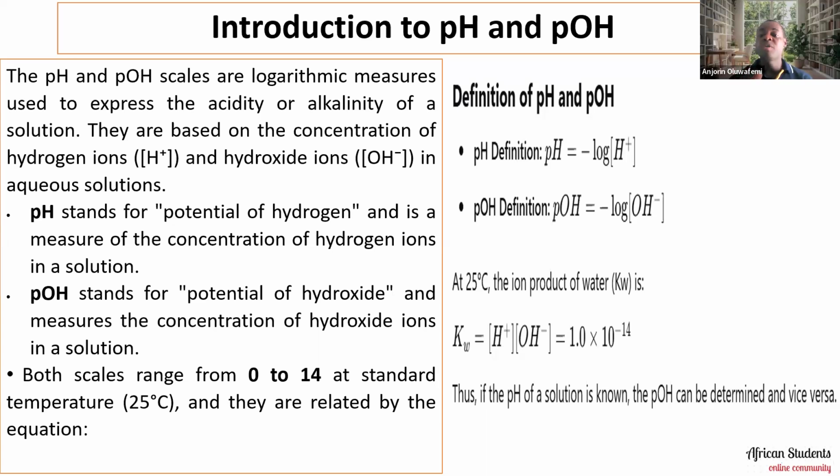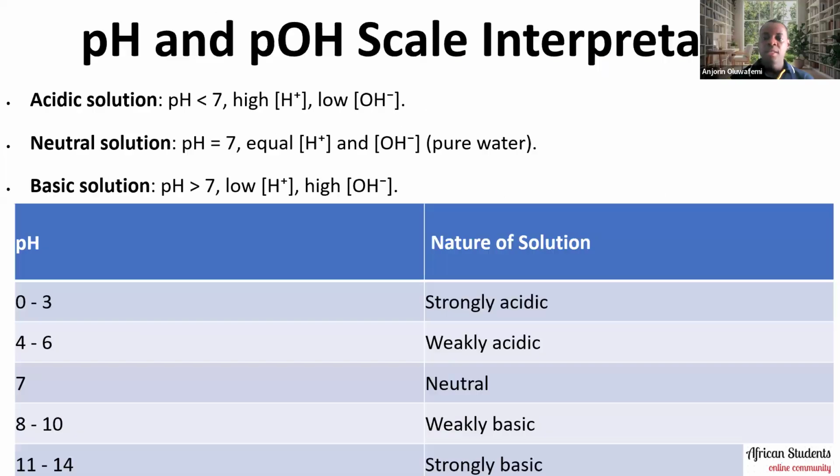Thus, if the pH of a solution is known, the pOH can be determined, and vice versa. So if you know the pH, you can look for the pOH. If you know the pOH, you can look for the pH using the ion product of water, which is the Kw. So all I need to do is key in the pH, look for my hydrogen ion concentration, and then use that to calculate further, and then I can always get whatever it is that I'm looking for.